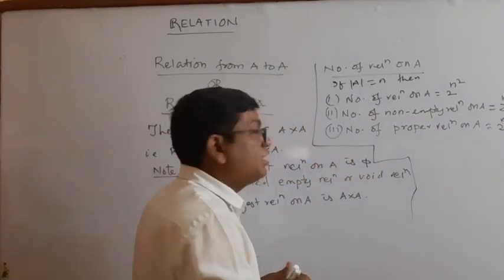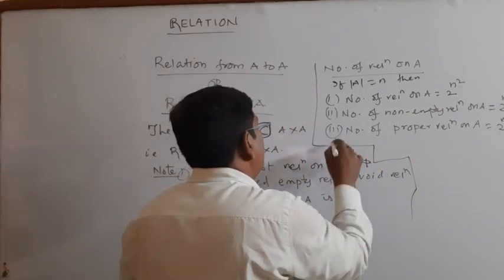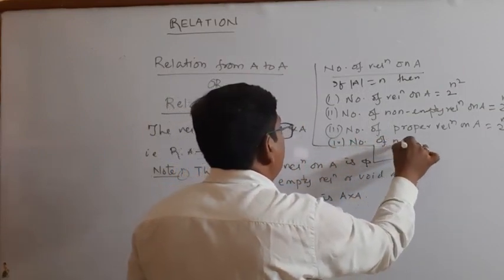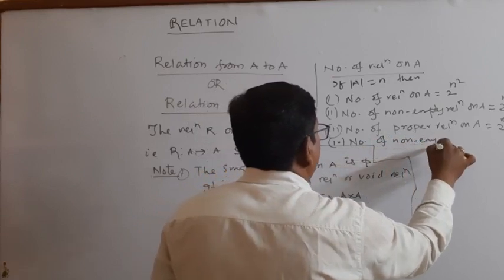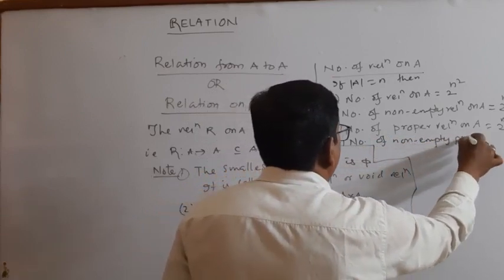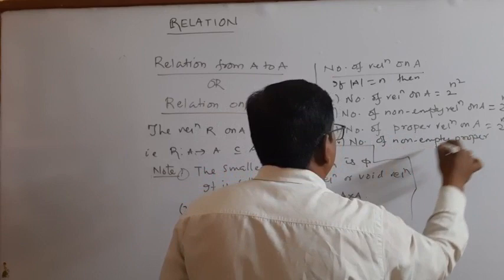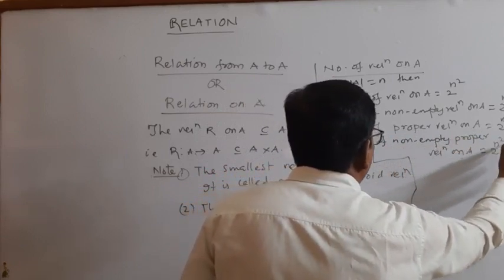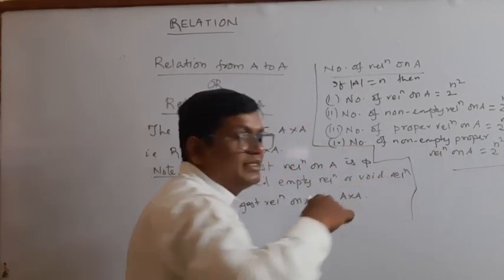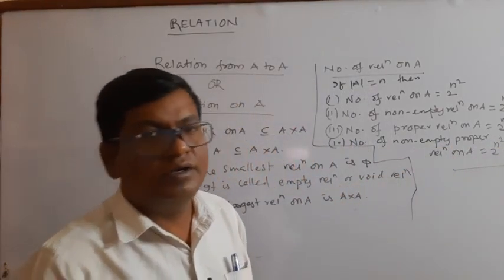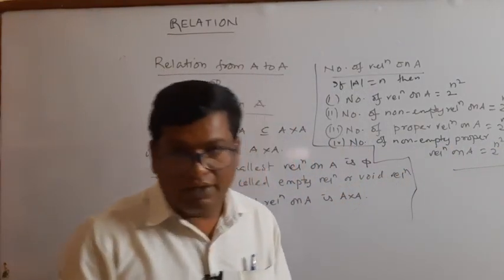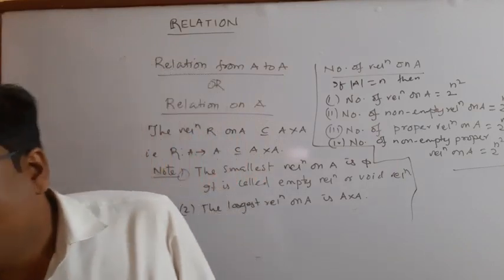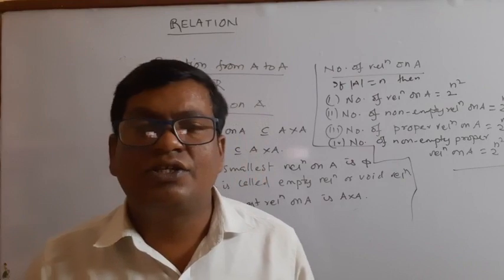The number of non-empty proper relations on A is 2 to the power n square minus 2. This is for relations on A, or A to A. Clear? These are the fundamentals of relations.